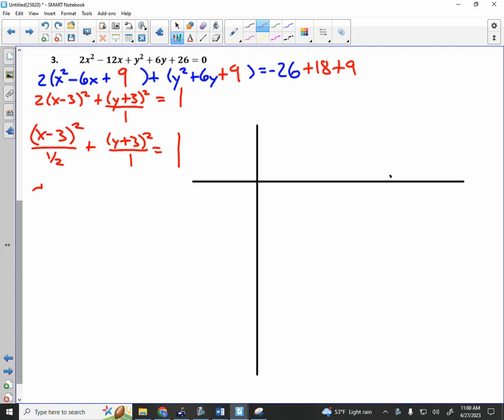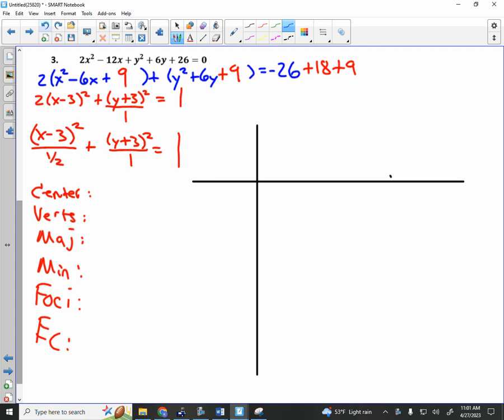Here we go. Center. Vertices. Major axis. Minor axis. Foci. And eccentricity. Yeah. Like I said, it's a good review in case you've forgotten anything.